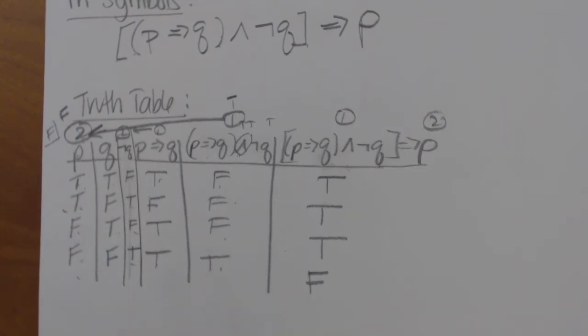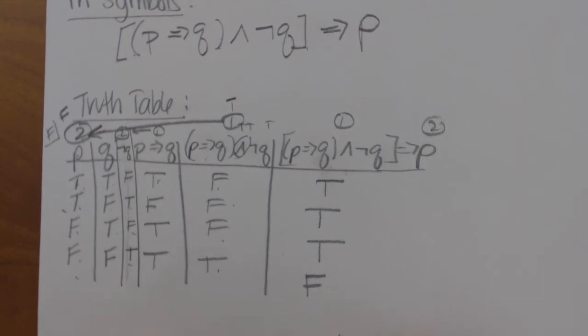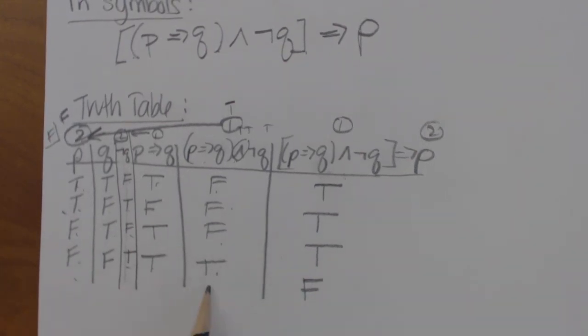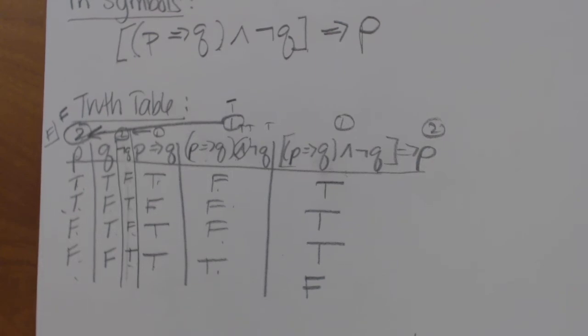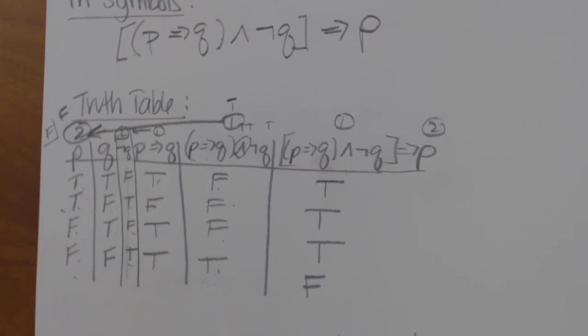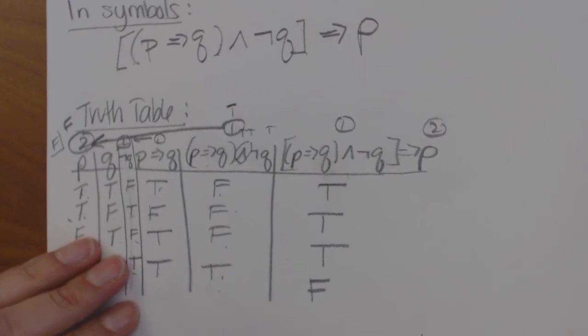I feel like it shouldn't be, but we'll see. False, true, true, false. Yeah, okay. There we go. That's where we got it right here. Okay, so that is invalid. Let's go to the next one.